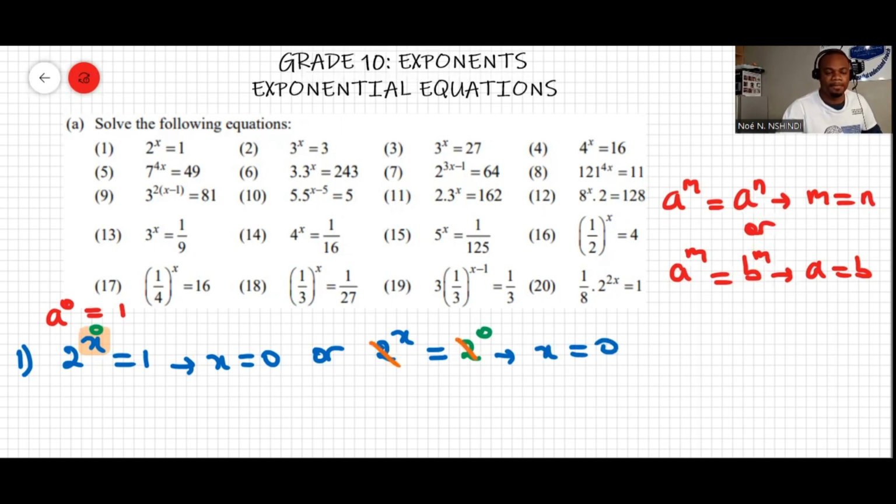Same in question 2, which is 3 to the power of x equal to 3. When you don't see any exponent, understand that the power is just 1. Over here, we have the same bases. What we do when we have the same bases within the equation, we just drop the bases and then we equate the exponents. So the answer is that x is equal to 1.